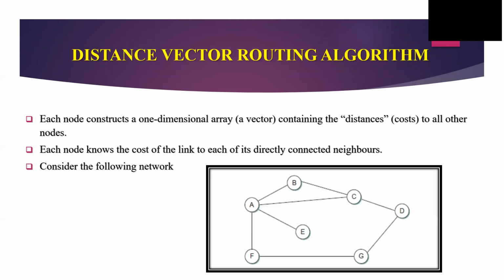Consider the following network. You can start from any node, either A or B or C, wherever you want to start. If it is directly connected, the cost becomes 1. If it is indirectly connected, initially the cost becomes infinity. If it is a self node, the cost becomes 0.